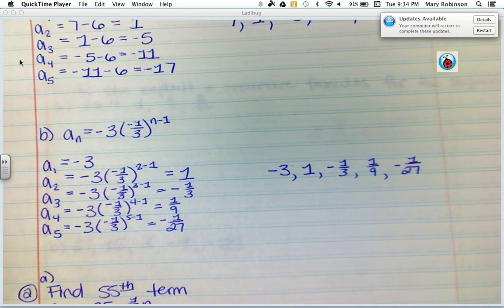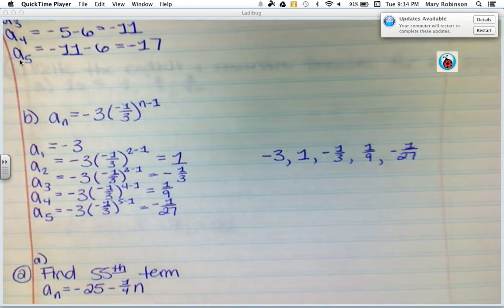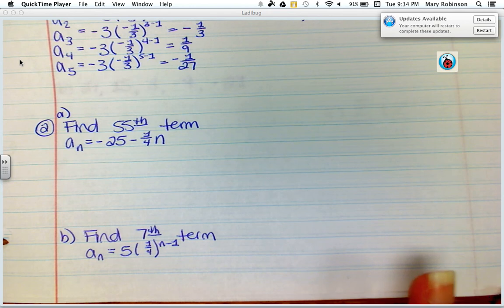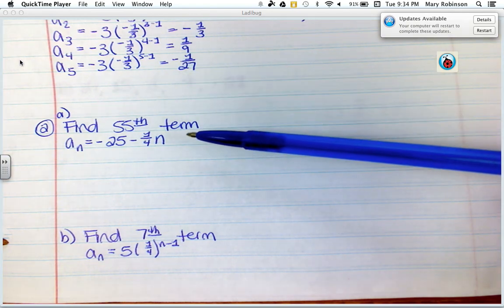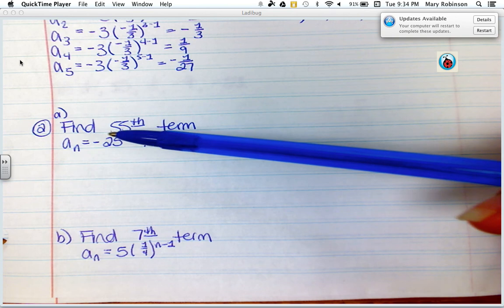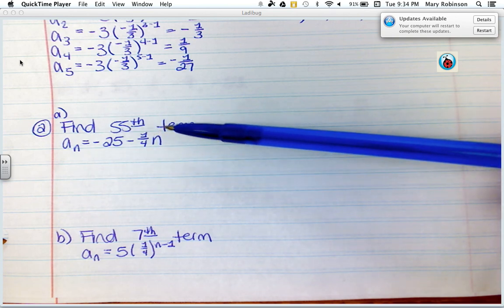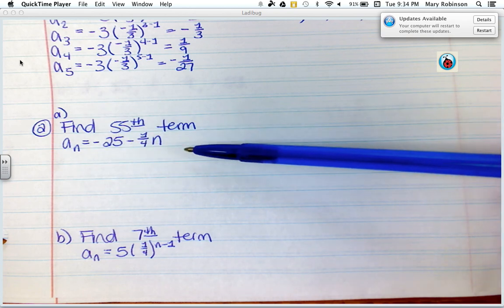Alright, so we're going to move on to question number 2. Question number 2 says, for 2A, find the 55th term given the sequence. If we look at 2A, we're given an explicit formula because it says A sub n equals. That's always explicit. Explicit starts with A sub n. A sub n equals negative 25 minus 1/4 n.